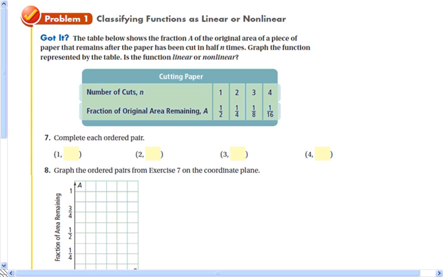All right, I'm going to let you try it. You can check back with the answers, but go ahead and fill in these problems and make a graph, and then make a decision. Is this a linear or a nonlinear function?